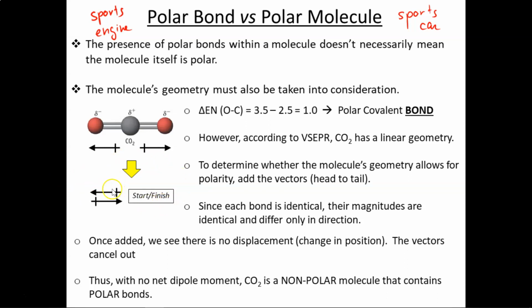But in this case over here, they're being pulled left, but then they're being pulled right. And so you started here and you ended here. The electrons haven't gone to one end more than another, so you have no polarity. All right? So since each bond is identical, their magnitudes are identical and differ only in direction. Once added, we see there's no displacement or change in position. The vectors have canceled each other out. As such, without a net dipole moment, Cl2 is considered to be non-polar. It has polar bonds, but it is a non-polar molecule overall.